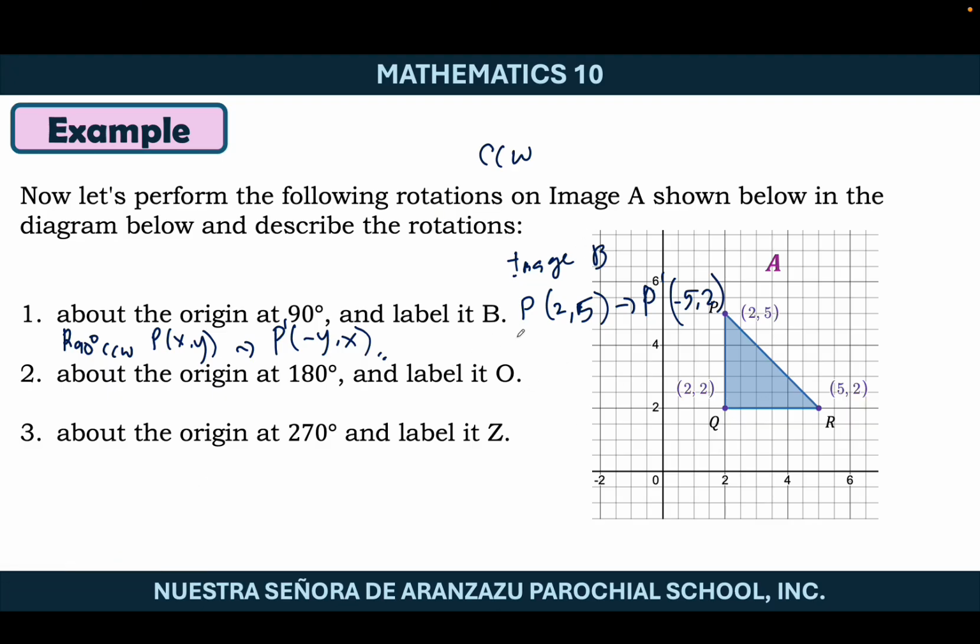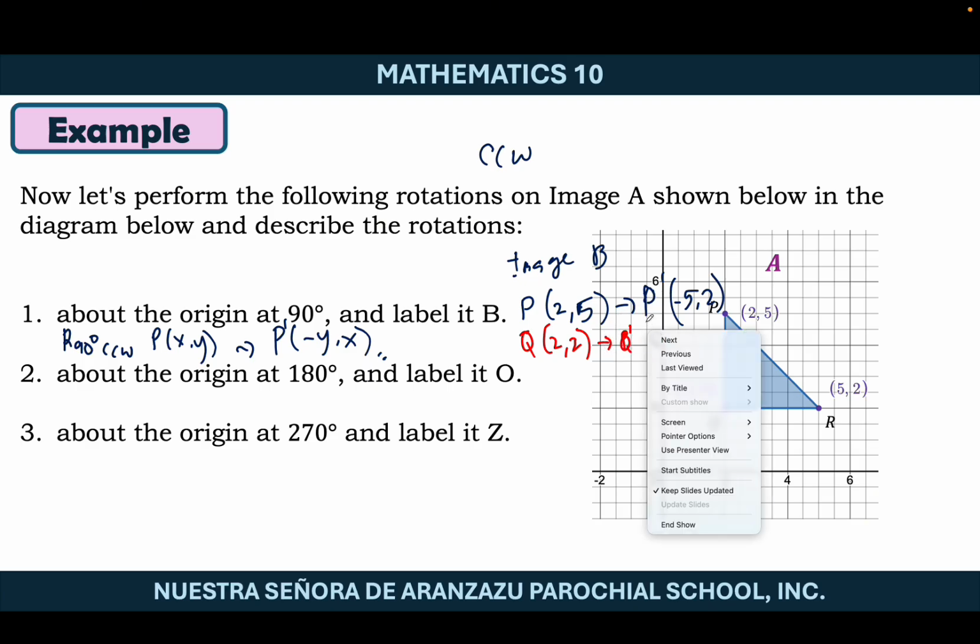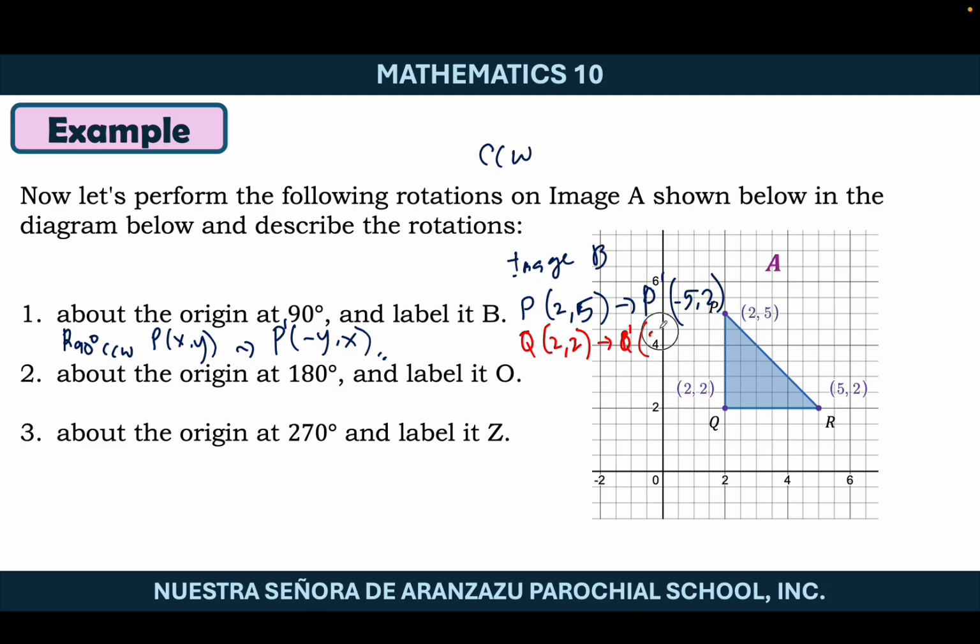Next is the Q. So, our Q is 2, 2. The rotated point is, switch their position, so 2, 2 pa din. Then, change the sign of y. So, negative 2, 2. Next, sa point R naman, 5, 2. Then, the rotated point R prime is negative 2, 5. So, switch their position, then change the sign of y.